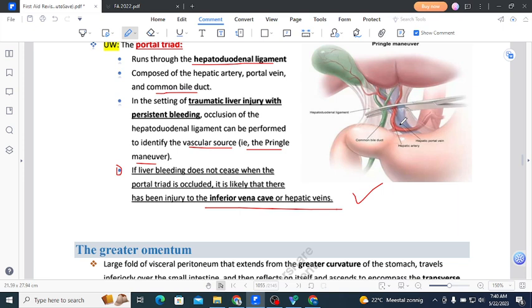After clamping that, if the bleeding stops, we know that the site of origin of the bleeding is either the hepatic artery or maybe the hepatic vein. But if the bleeding does not stop, we know that the site of origin is something other than this area. This rules out the portal triad as the bleeding source. Now the bleeding source is either the inferior vena cava or the aorta. So this is the Pringle maneuver.